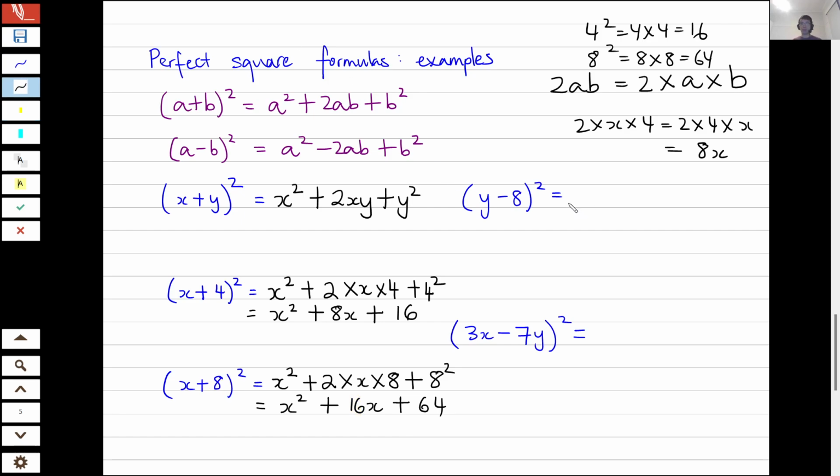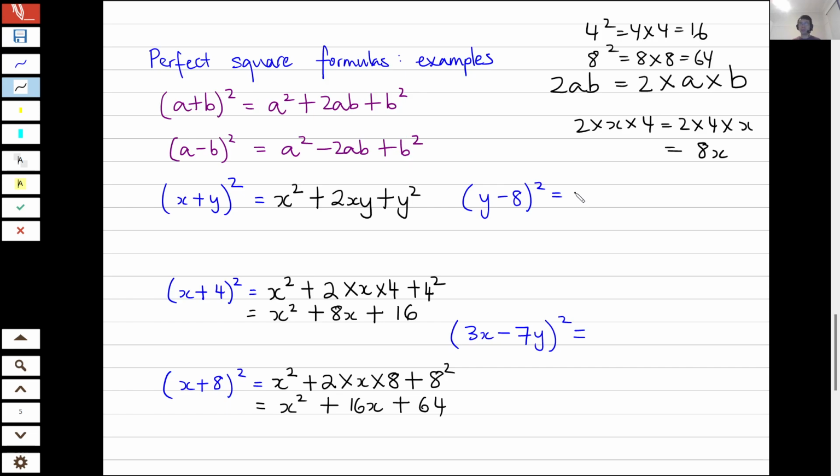Okay, 2 more examples. This time, it's a minus, so I'm going to use the second formula now. My first number, a, is y. My second number, b, is 8. And all I'm going to do is put this into the formula. Wherever I see a, I'll put y. Wherever I see b, I'll put 8.